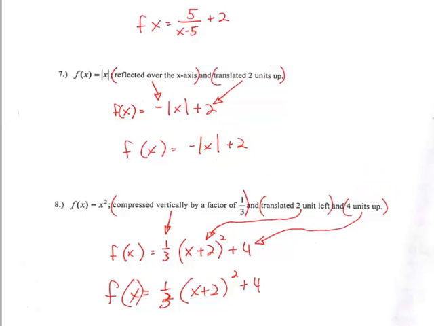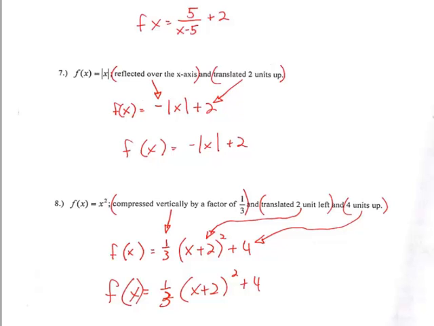For number 8, you have 3 transformations going on. The original function is f of x equals x squared. It's compressed vertically by a factor of 1/3, so that just means you're going to multiply by 1/3. It's originally x squared, but because it's translated 2 units to the left, it'll be x plus 2 quantity squared, and then it's 4 units up, so outside the parentheses you're going to add 4. f of x equals 1/3 times the quantity x plus 2 squared, plus 4.